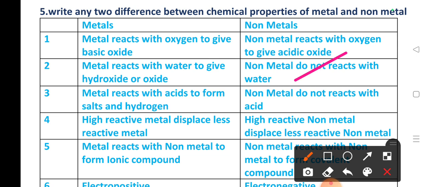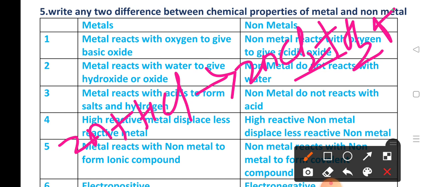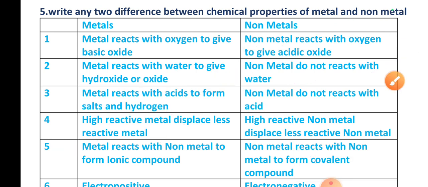Metals react with acid to form salts and hydrogen. For example, zinc reacts with hydrochloric acid and gives zinc chloride with liberation of hydrogen gas. Whenever metals react with acids, they give salt and hydrogen. Non-metals do not react with acid.